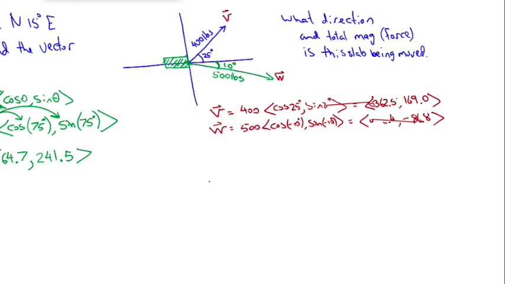Then you add them together. So how do I add vectors together? First one with first, second with second. We literally add them exactly the way they're lined up, which is nice. So V plus W is equal to the sum of the first two, which is 854.9. The next two: 169 minus 86.8 is 82.2.